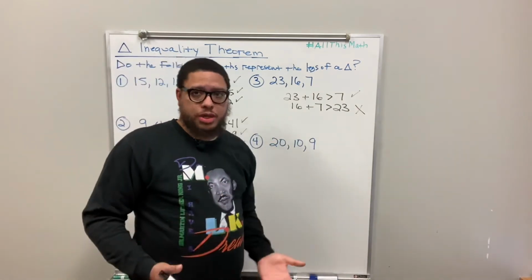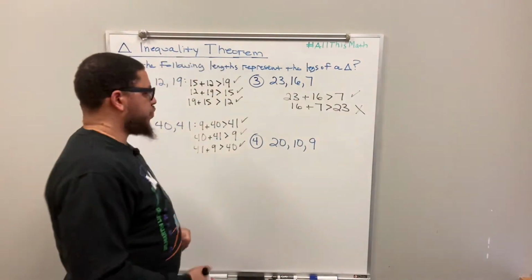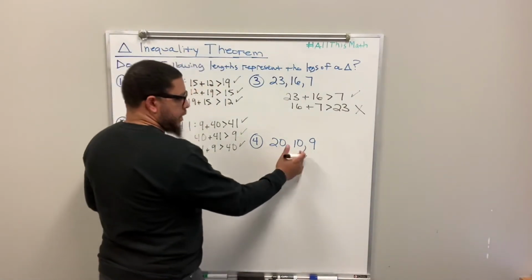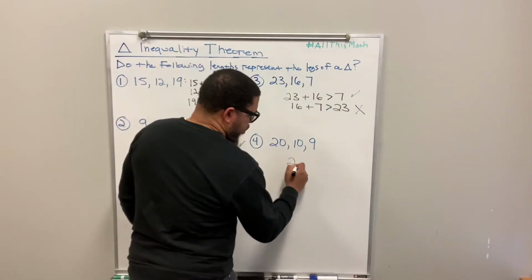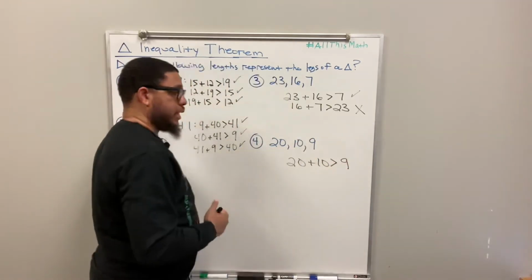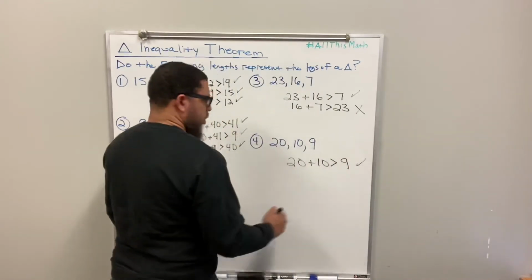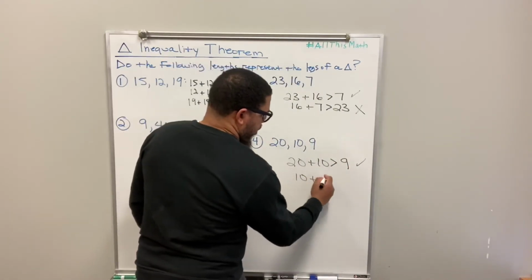23 is equal to 23. 23 is not greater than 23. All right. Now let's look at number 4. I got 20, I got 10, and I got 9. So I'm going to do 20 plus 10. Is that greater than 9? Yes, it is, because 30 is greater than 9. Boom. So that's cool.